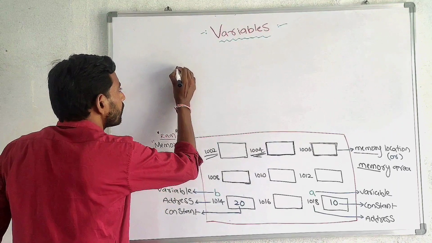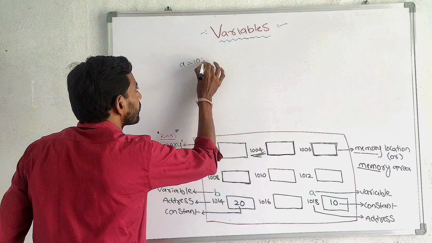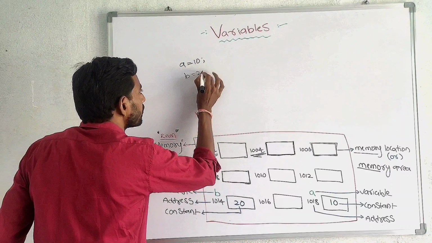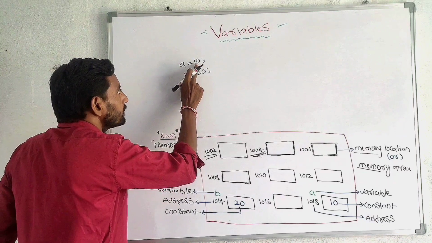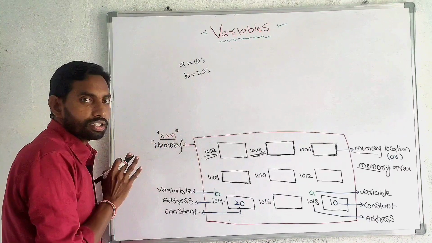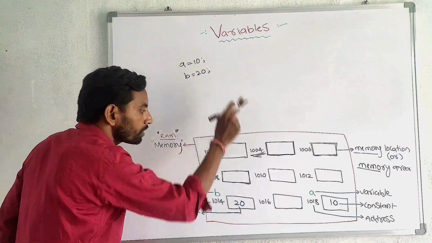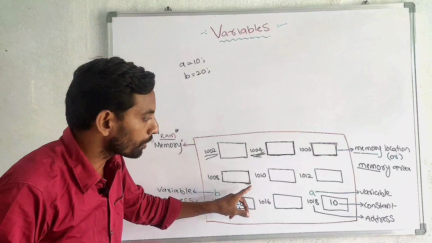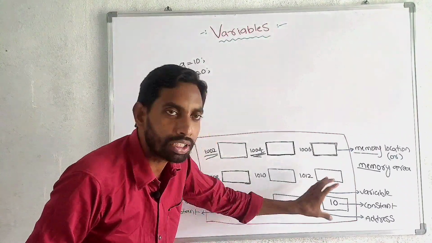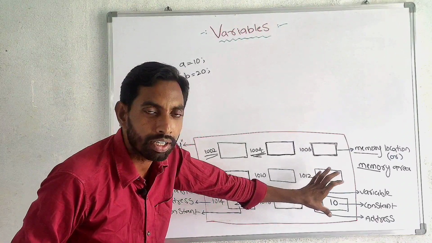Example: when we create A is equal to 10, B is equal to 20, these two are the variables. A is a variable, B is a variable, 10 is a constant, 20 is a constant. When we use it like this, these values can be stored into the computer's memory, into the memory areas or memory locations.